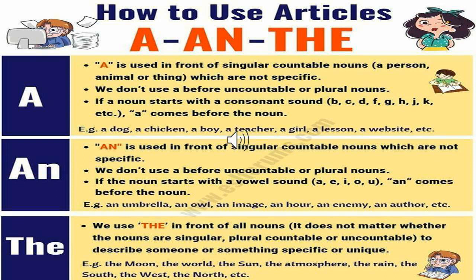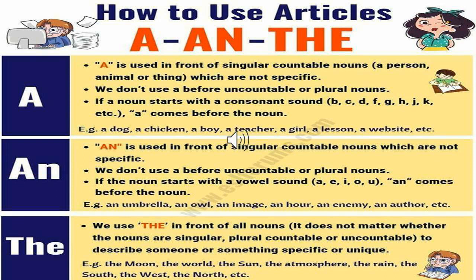It is not used before uncountable or plural nouns. So, if the noun starts with a vowel sound, A, E, I, O, U, "an" comes before the noun. For example, an umbrella, an owl, an image, etc.